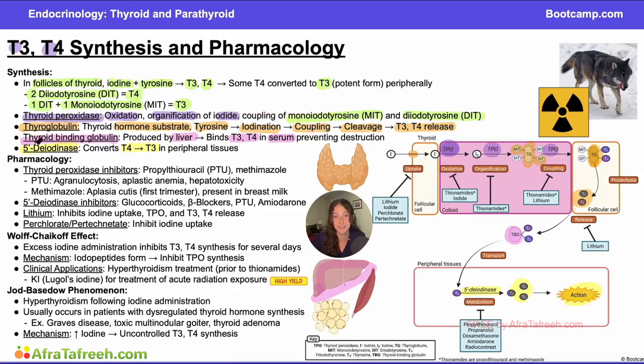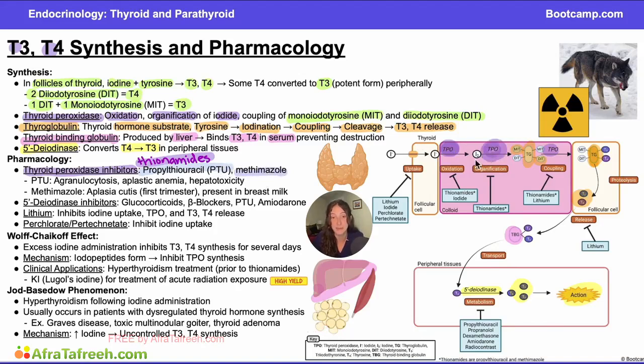But why is this clinically relevant for you? Well, it's important to be aware of how this process works because there are several key drugs that can inhibit different steps in this process. First are thyroid peroxidase inhibitors. These are also called our thionamides, and these are going to be propylthiouracil, or PTU, and methimazole. And both of these do exactly what the name says that they do.